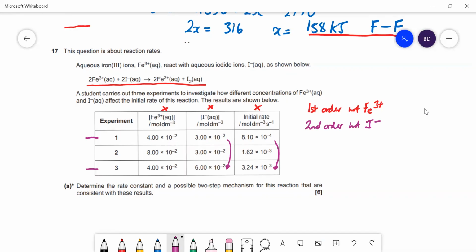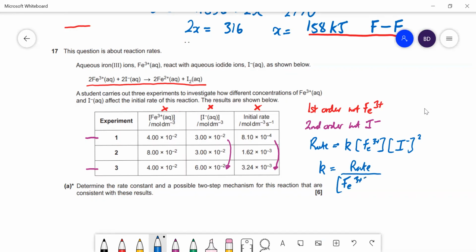You need to write that down as well, saying which experiments you are comparing. So the rate equation is going to be equal to the rate constant multiplied by Fe3+ to the power of 1 times iodide to the power 2. Right, we need to work out the rate constant, so let's rearrange. You get k is equal to rate over Fe3+ concentration and I- concentration squared.